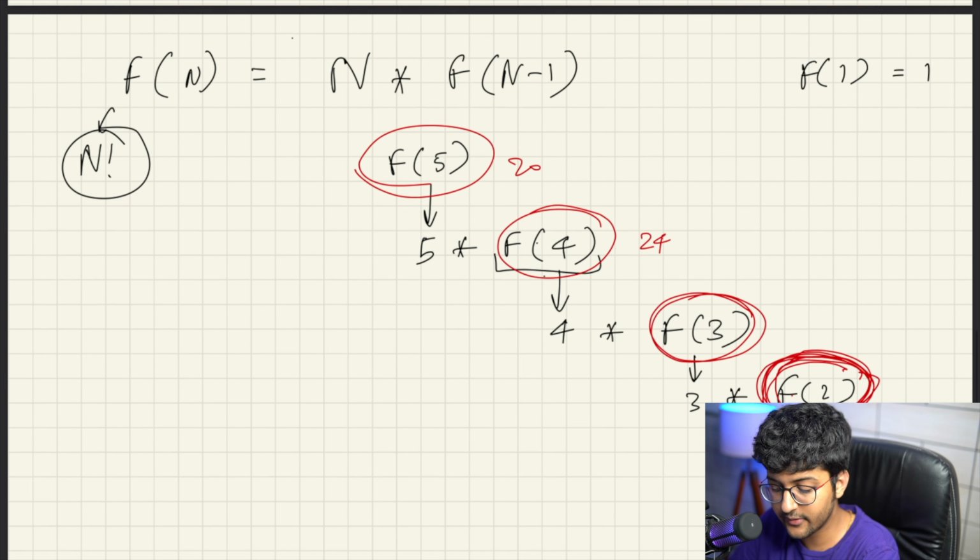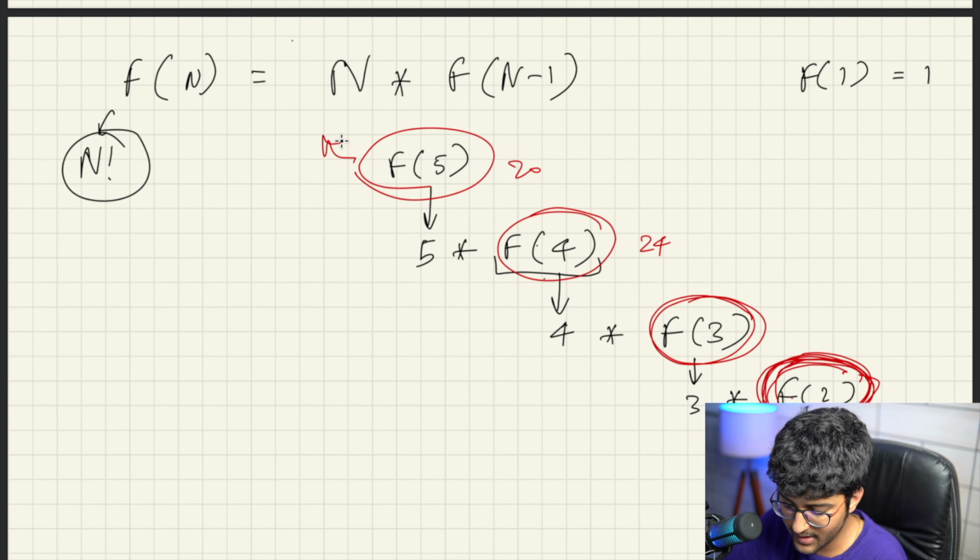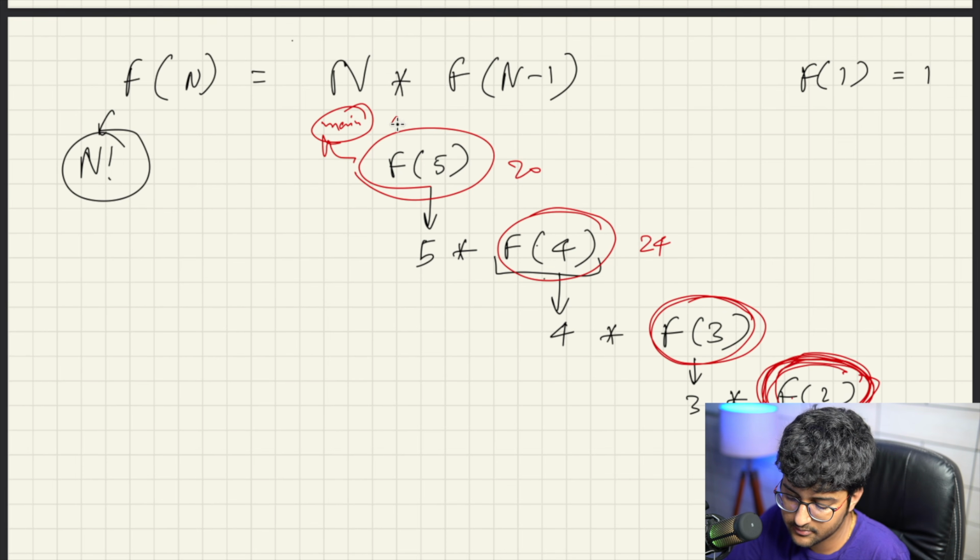This will now be returned to where? It will be returned to main because it was called in main. And that's your answer. That's it. As simple as that.